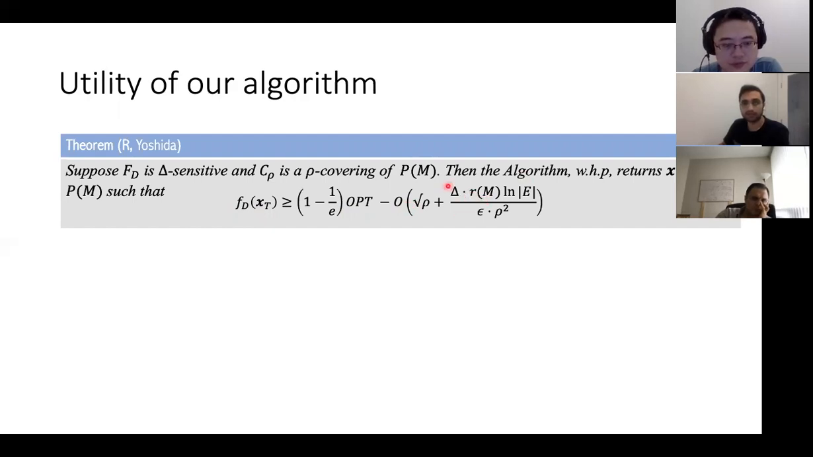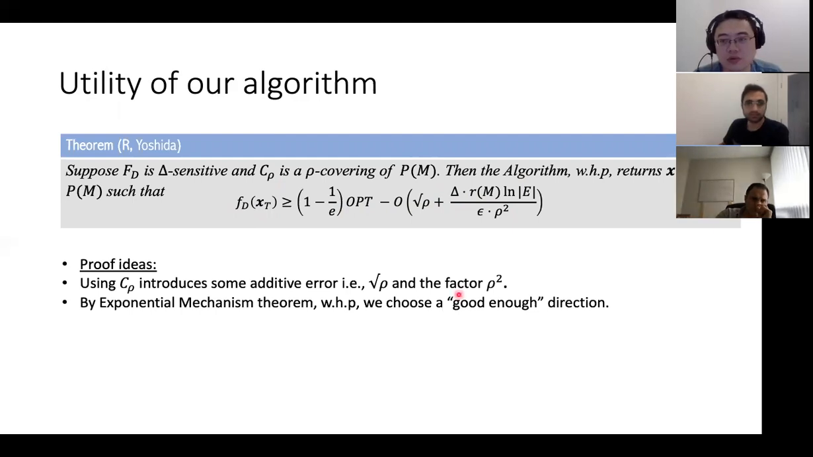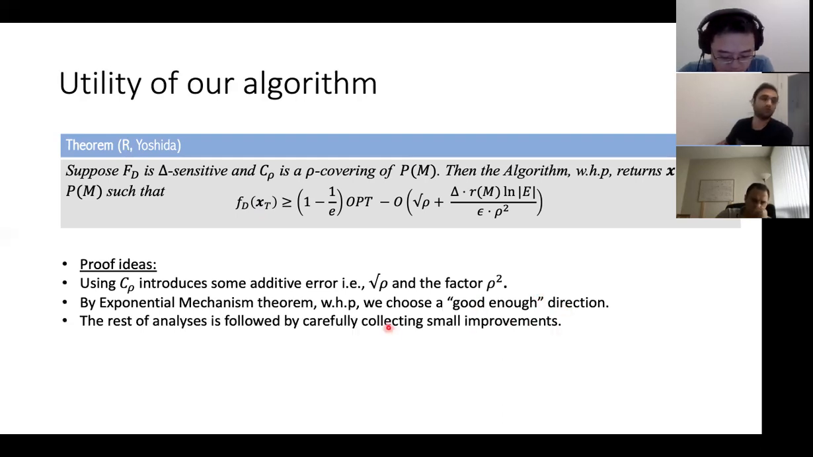And when we are working with the low sensitivity regime, then this additive error is very small, right? And this rho is coming from the covering. So, some proof ideas. As I said, the exponential mechanism with high probability gives us a direction which is good enough. And then we collect all these improvements over the course of the algorithm, and at the end say that if we add up all these small improvements, then we end up at a good point.